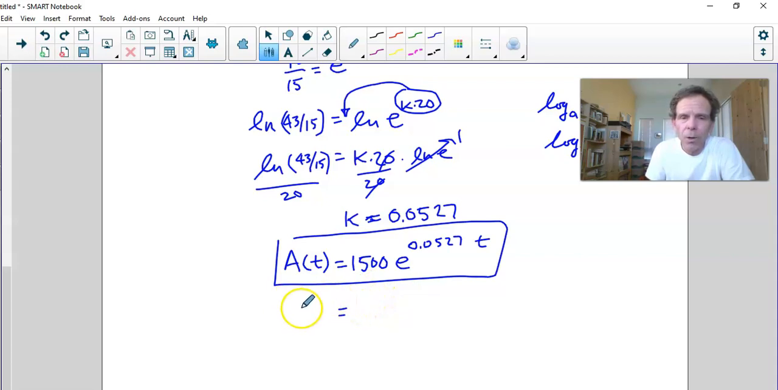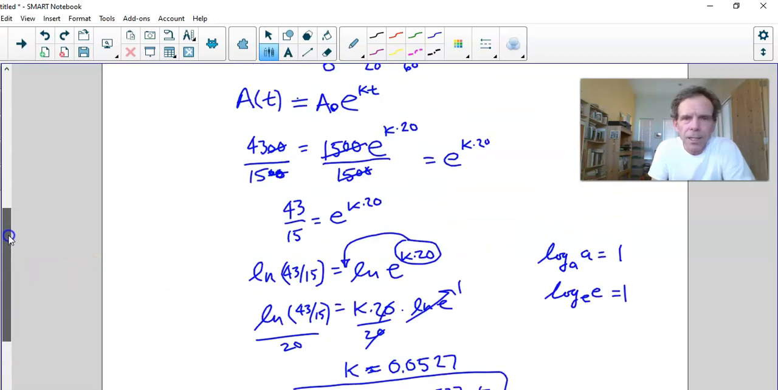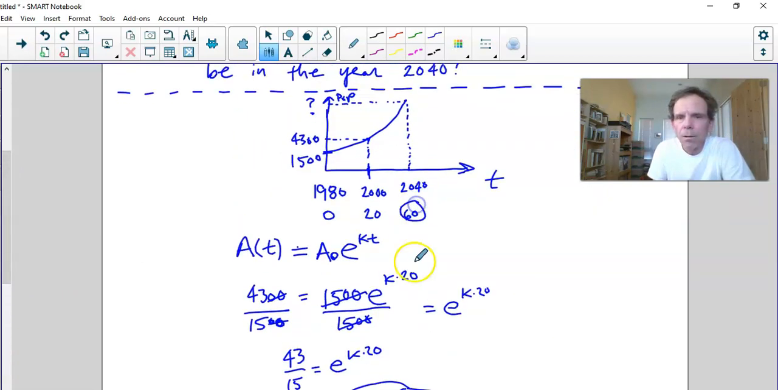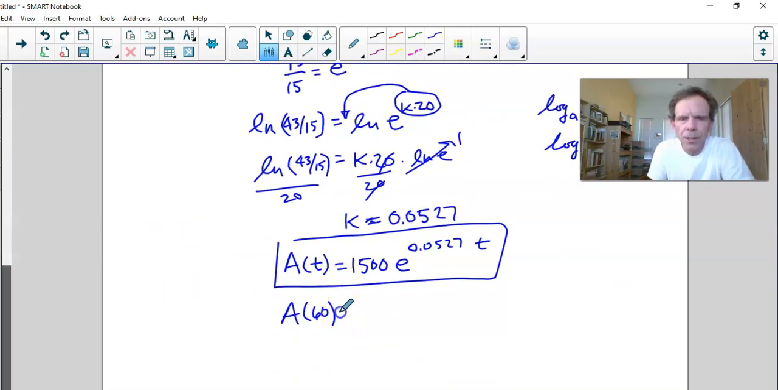All right, so we want to know what the amount is when the time, in fact, I'll write it using function notation. We want to know a of 60, right? That's the time when the year is 2040. So a of 60 is 1,500. We're not multiplying here. This is just saying get a at time equals 60. E to the 0.0527 times 60. T is 60.